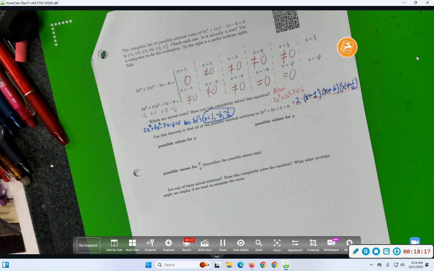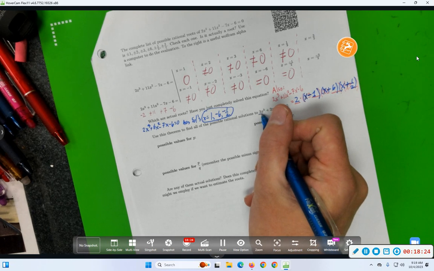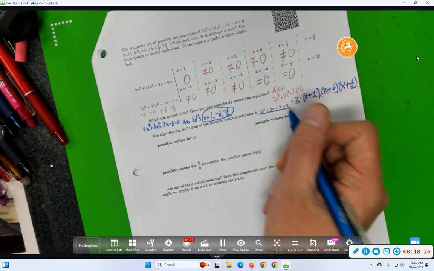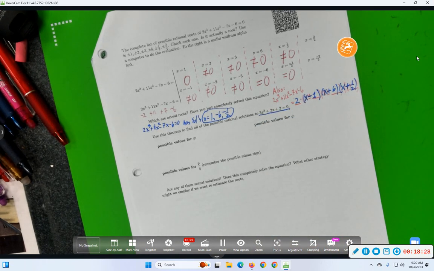And it still tells you something when it fails. But let's see an example when it fails. So let's apply the rational roots test to 3x cubed plus 2x plus 2 equals 0. So let's go through the exact same game. What are the possible values for p?